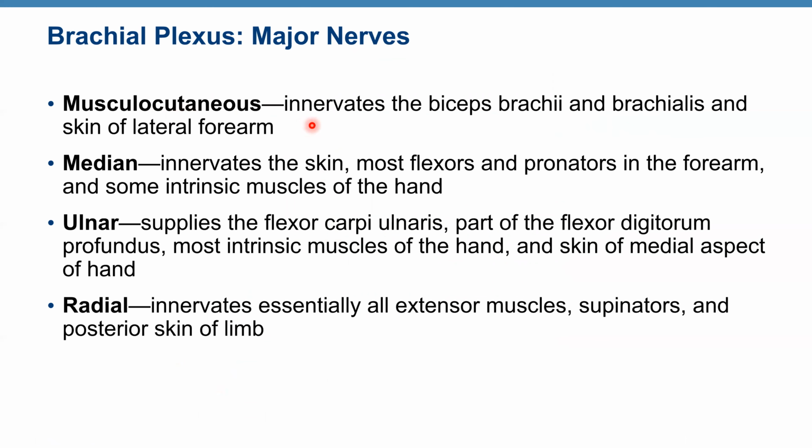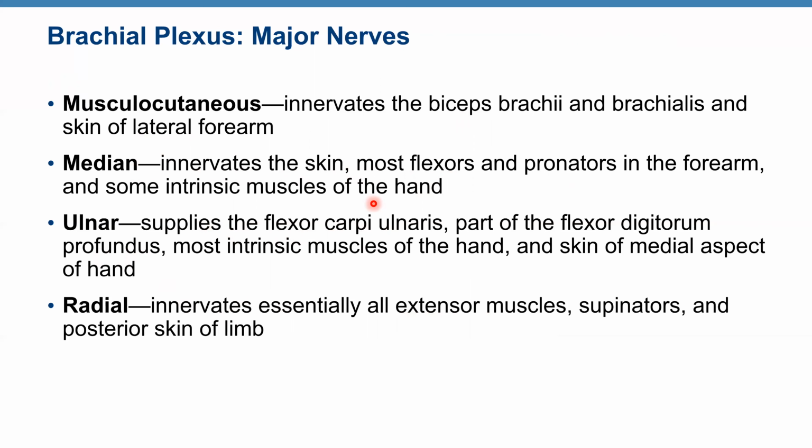So musculocutaneous innervates biceps brachii, brachialis, and skin of lateral forearm. Median innervates the skin, most flexors and pronators. Ulnar innervates the flexor carpi ulnaris and flexor digitorum profundus, and radial innervates everything on the posterior side, so all the extensor muscles.